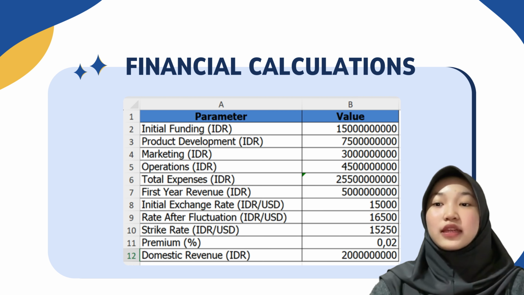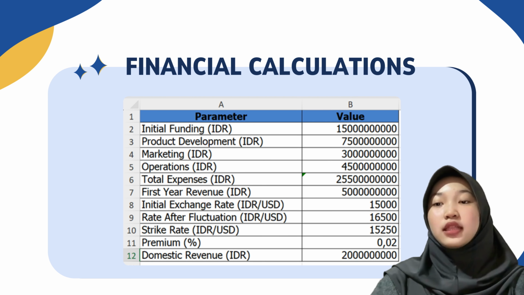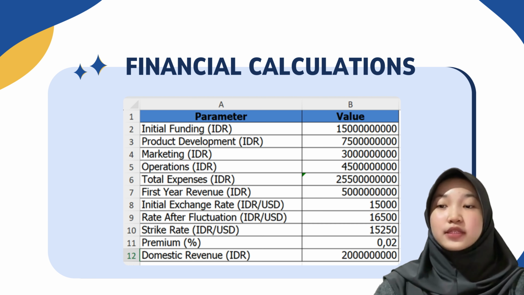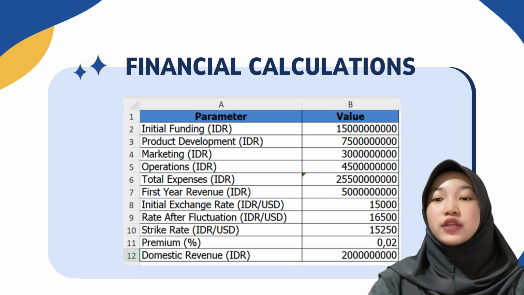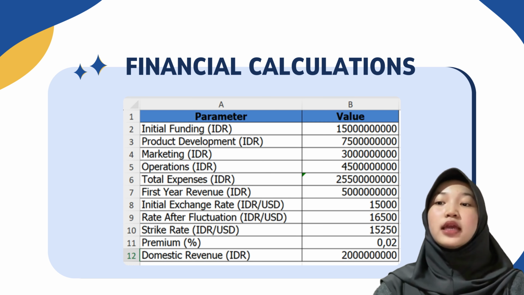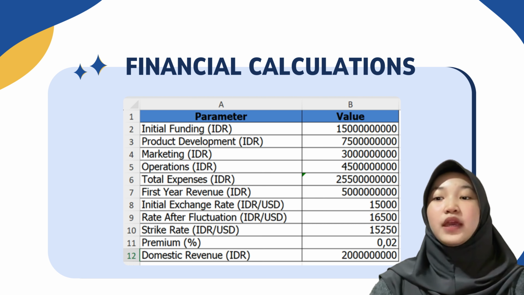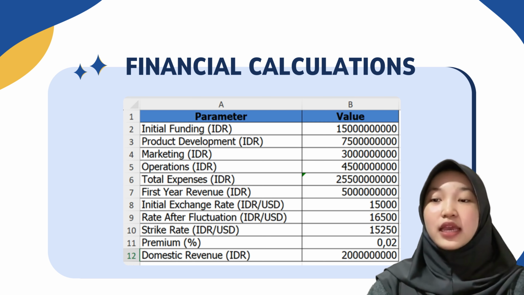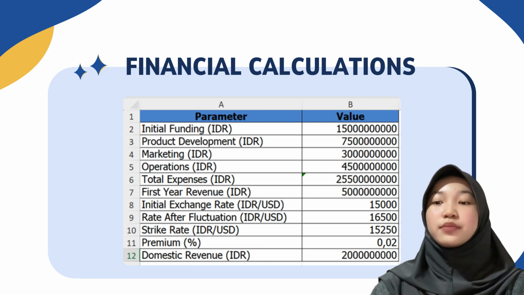For the next slide, there is Learnify's financial assumption data. Our initial funding is set at IDR 15 billion, and here's the breakdown of the main expenses. Product development is about IDR 7 billion 500 million, then marketing is about IDR 3 billion, and operation is about IDR 4 billion 500 million, and this gives us total expenses of IDR 25 billion 500 million.